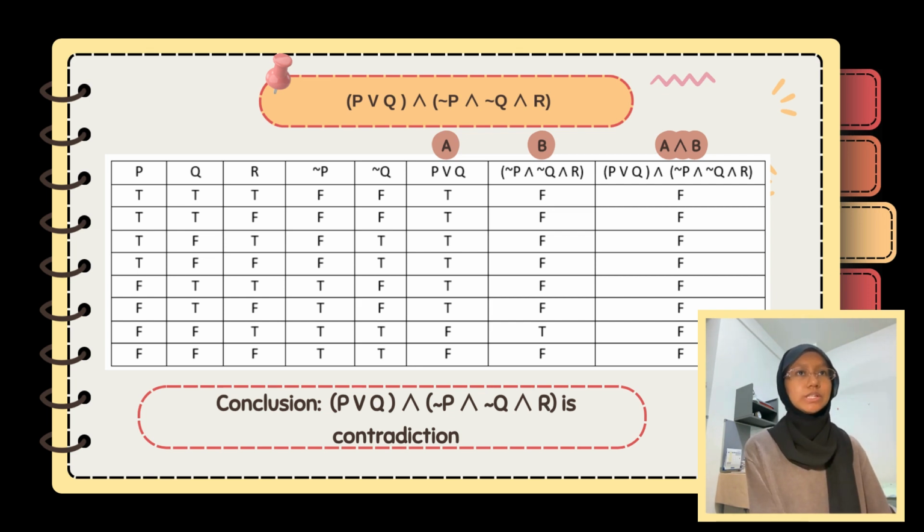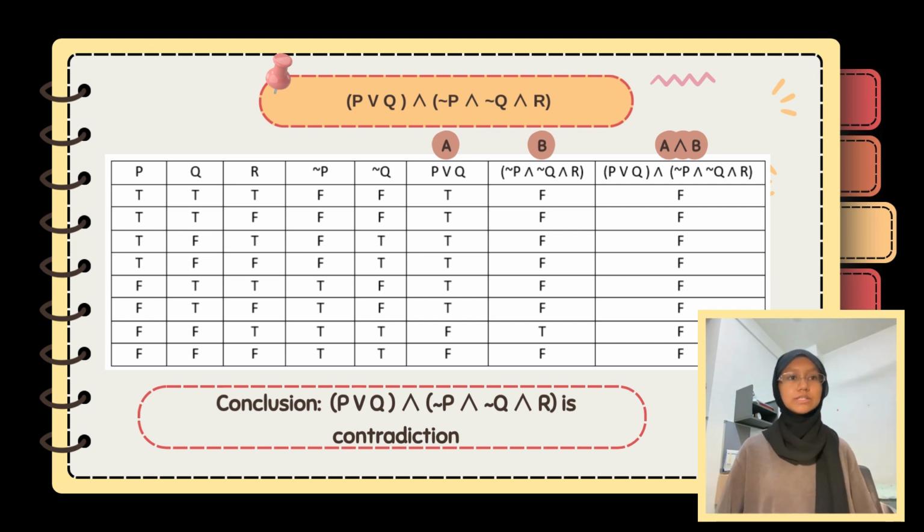Next, let's focus on the negation of P, which is the fourth column. If the value of P is true, then the negation of P will be false. But if the value of P is false, then the negation of P will be true. This concept will be applied to the rest of the rows in the negation of P. Next is the fifth column, which is the negation of Q. Same thing as the negation of P just now. If the value of Q is true, then negation of Q will be false. If the value of Q is false, then the negation of Q will be true. This concept will apply to the rest of the rows in the column of negation of Q.